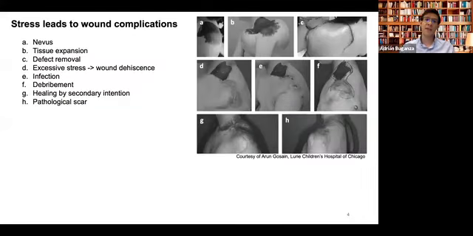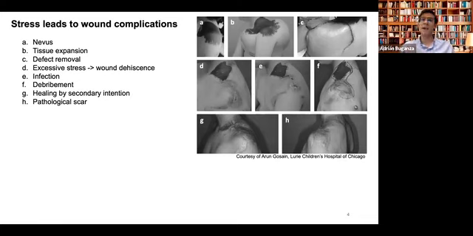The motivation for this is that even though the molecular mechanisms are not completely clear, it is clear that stress leads to wound complications. This is one example that I have from my collaborator, Dr. Arun Gosain at the Lurie Children's Hospital in Chicago, whom I work with closely. Just a disclaimer that there might be some pictures in the talk that are a little bit graphic in nature. I grayed out a few of them, but just beware.